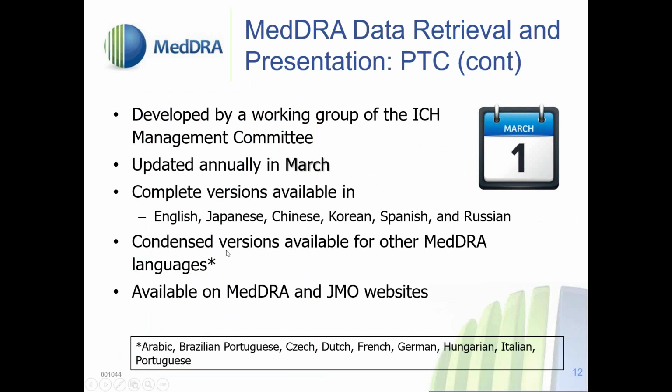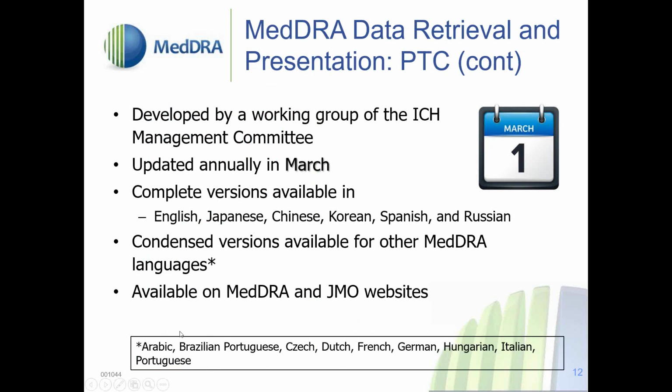In addition, there are condensed versions, shorter versions of this original full document in all MedDRA languages except those where the full version is available. So these focus on the general data retrieval and presentation principles without going into further details for selected topics. They are not updated with each MedDRA release, but on an as-needed basis. And you can see the languages down here, where condensed versions are available for this document: Arabic, Brazilian Portuguese, Czech, Dutch, French, German, Hungarian, Italian, and Portuguese.